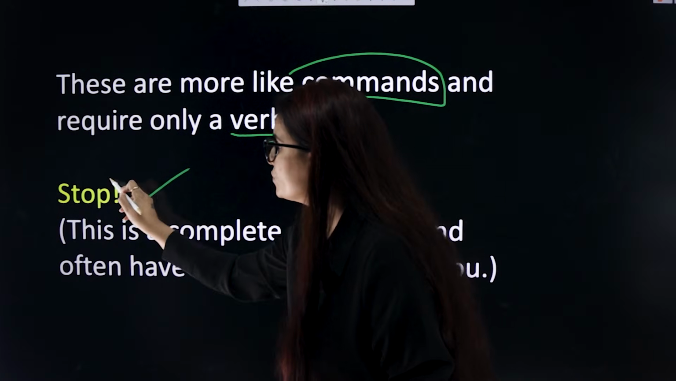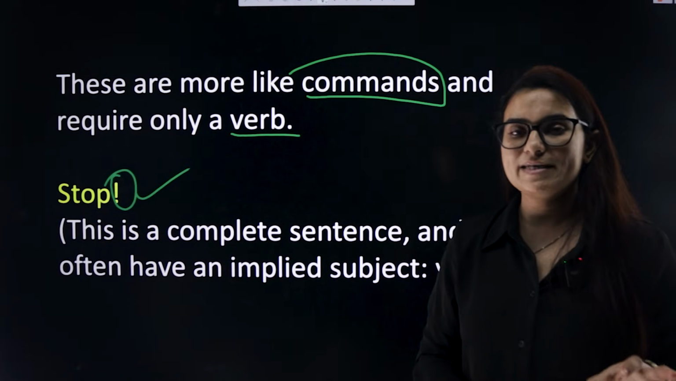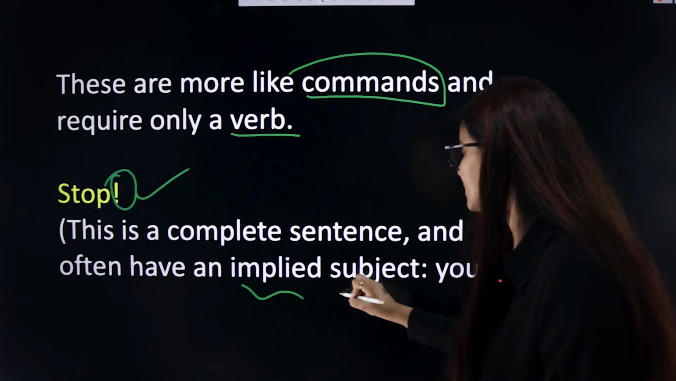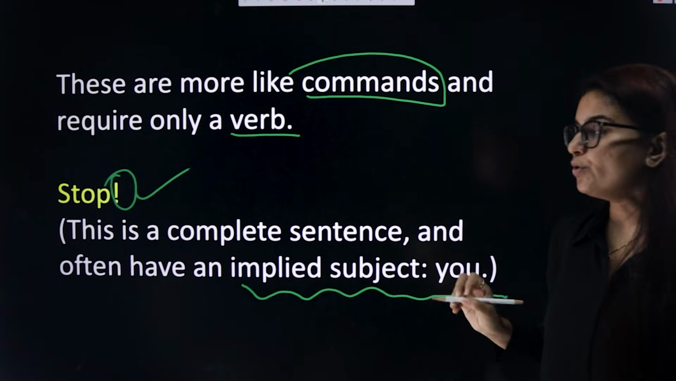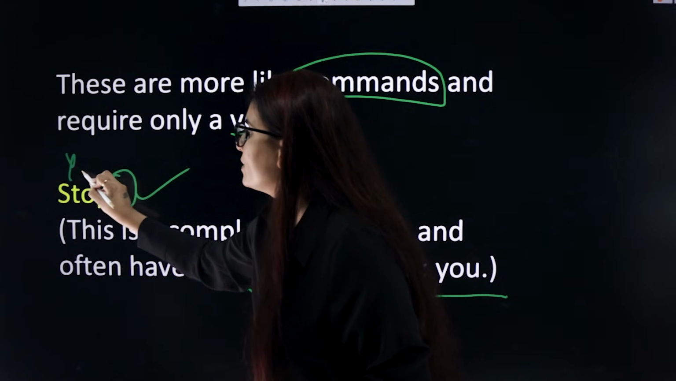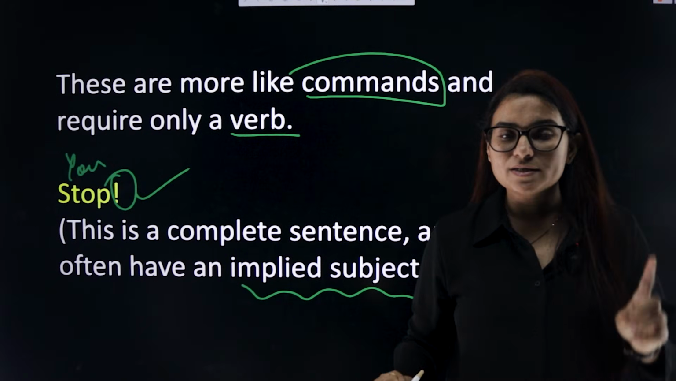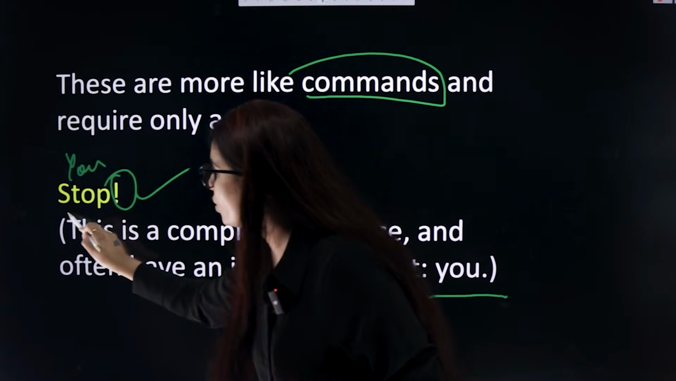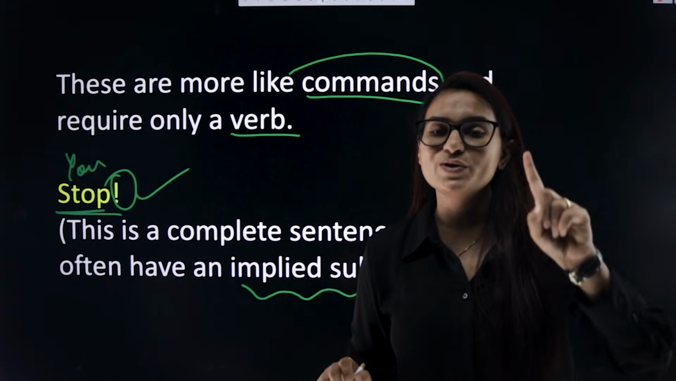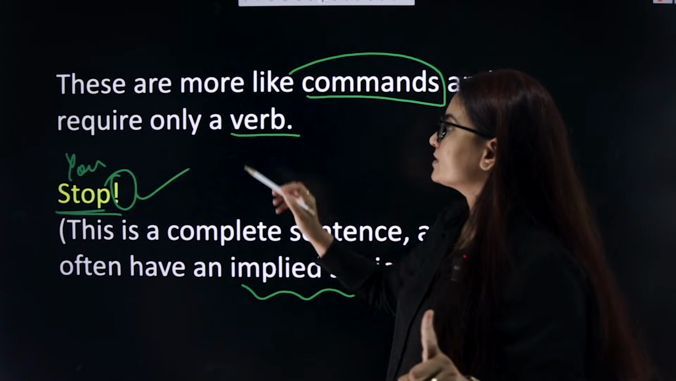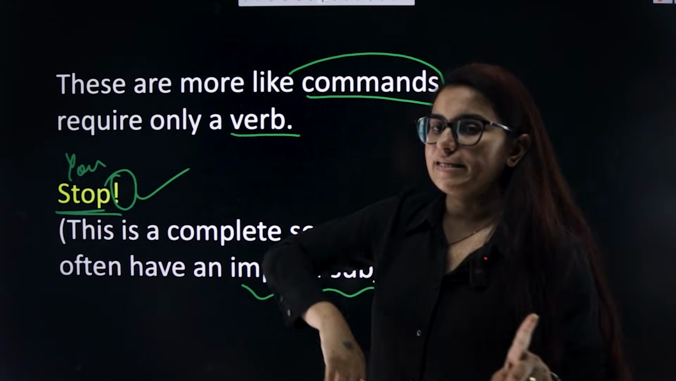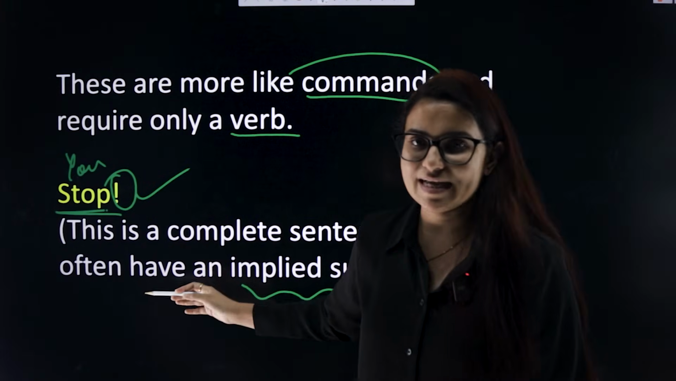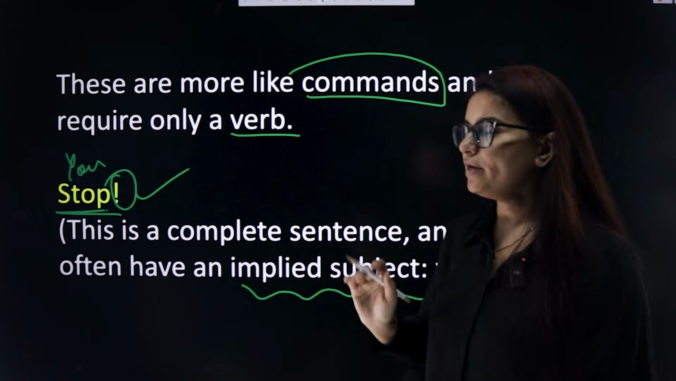All these words always will have an exclamation mark at the end of them, and you can also say that they have a hidden subject called "you". You don't have to write "you stop", but you can assume that the subject in this sentence is "you". So these words over here, which are only one word, can also be called a sentence. They can be called imperative sentences or command sentences. Is that clear to everyone?